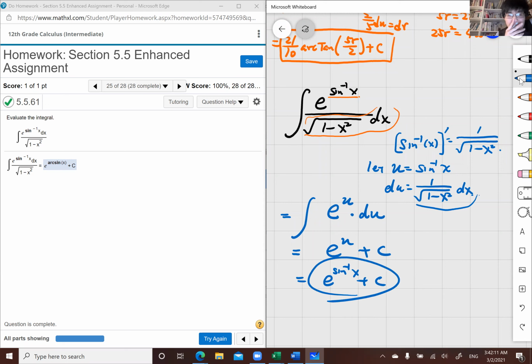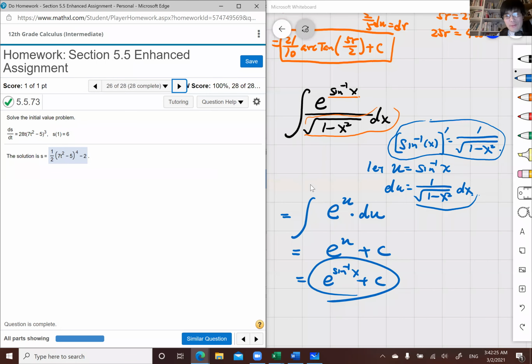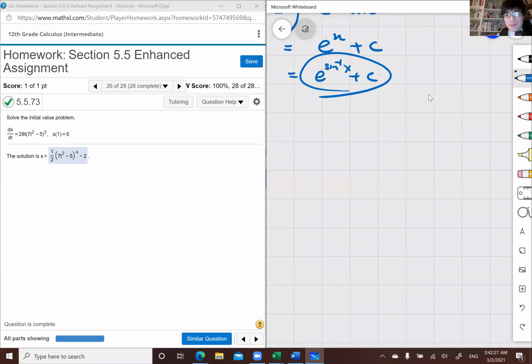So if you know it, it's simple. Make sure to have a formula sheet for derivatives somewhere that's easy to access. Okay, three more questions.